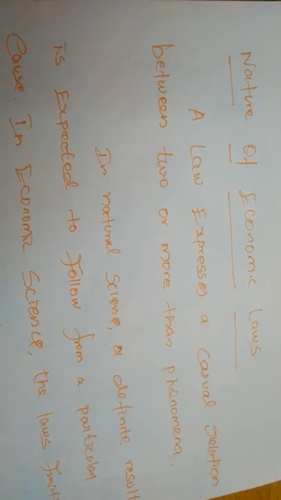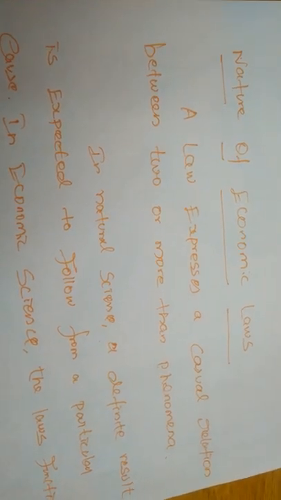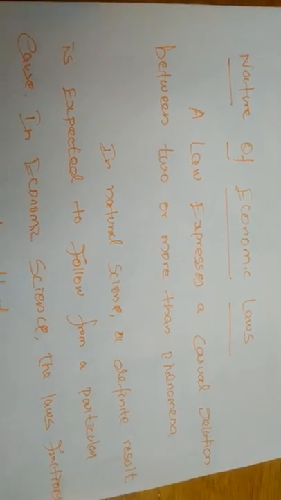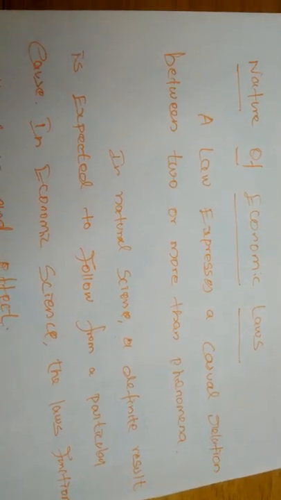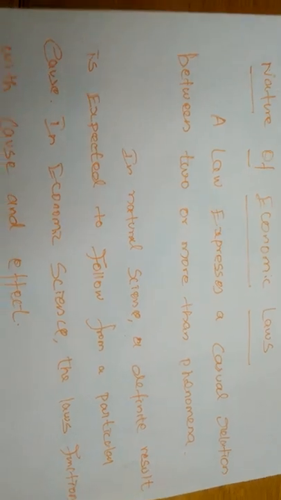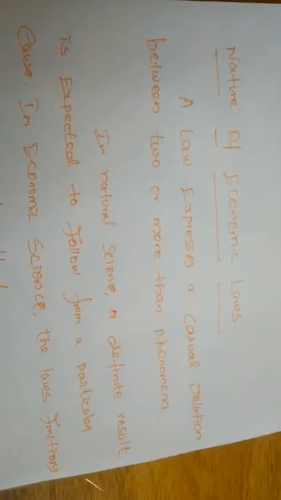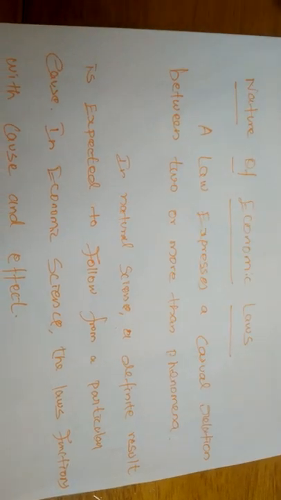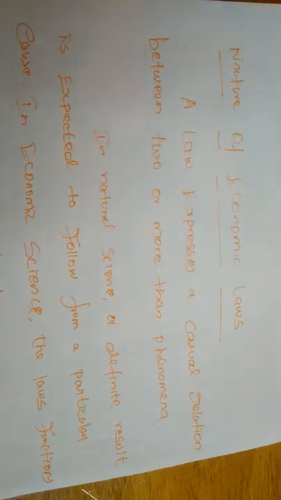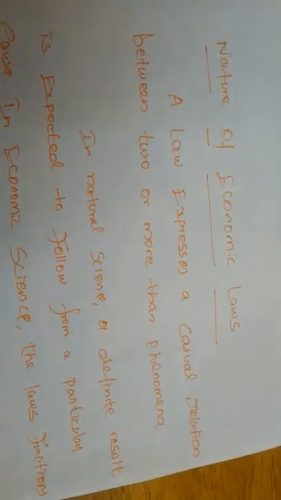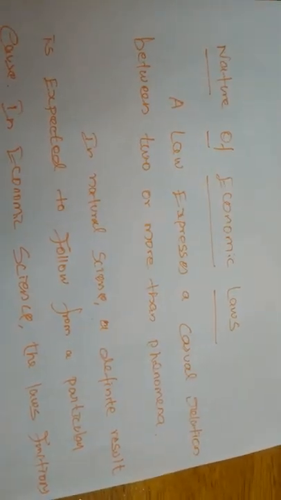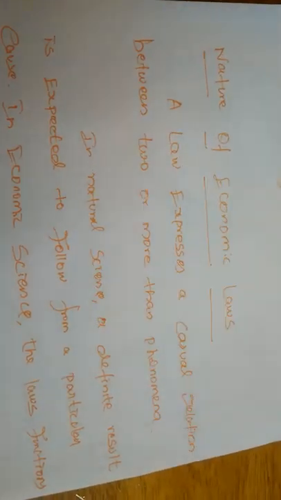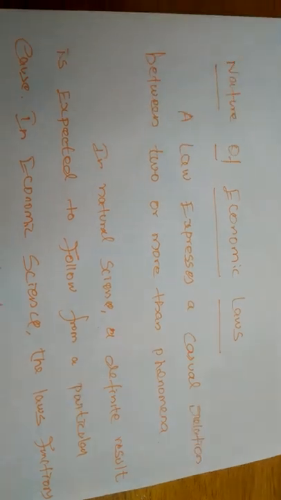Marshall states that the economic laws are statements of tendencies. So we cannot consider economic law like the laws of other sciences. If you take the other laws in science, we can accept the rules and regulations as they are. But in economics, some exceptions are there. For example, if you take the law of demand, one of the exceptions is "other things being equal."